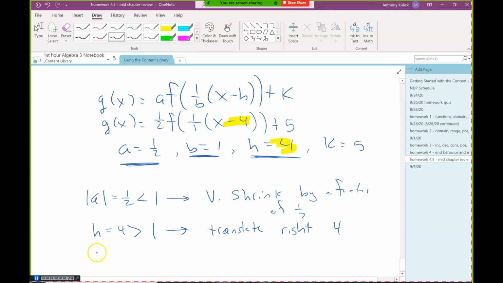Is the K going to cause a translation? Yes, since it's greater than 0. So which way is it going to go? Up 5.